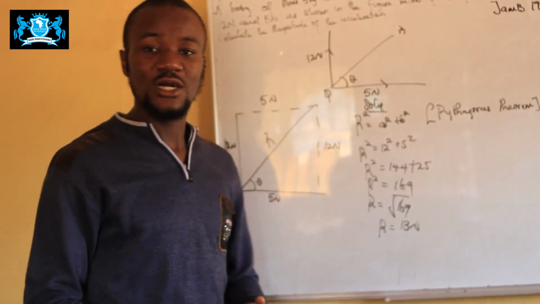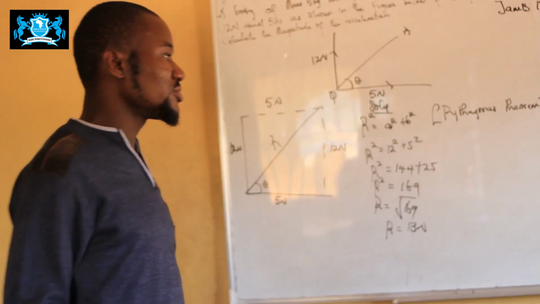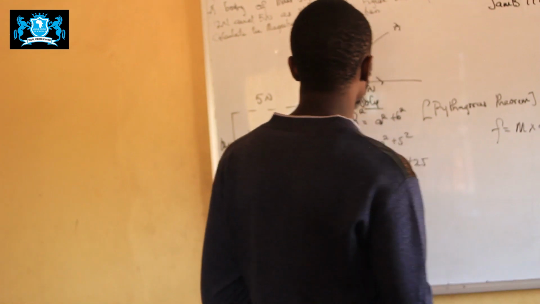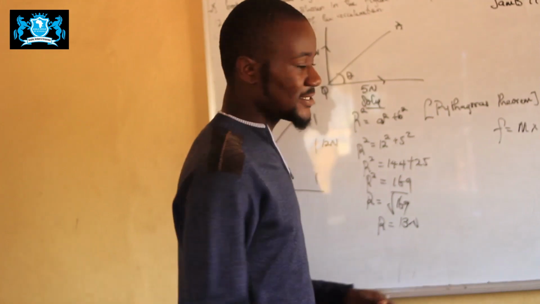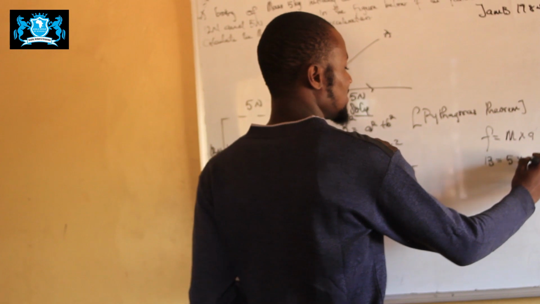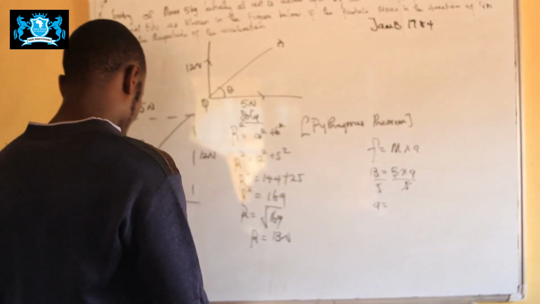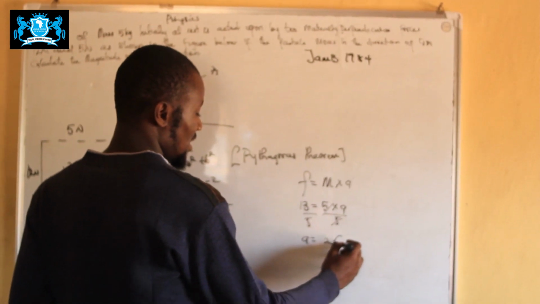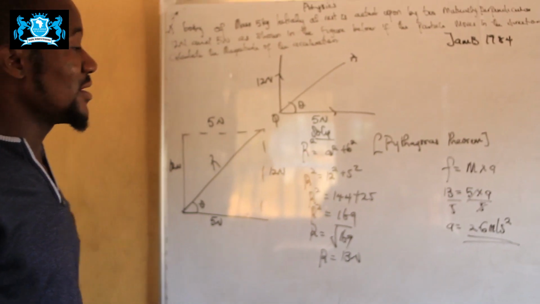Now, the question didn't ask you to calculate the resultant force. It asked you to calculate the magnitude of the acceleration. So you are using the formula that says that F is equal to mass times acceleration. Again, the mass of the object is 5 kg. We got the force as 13. So you have that your force is 13, your mass is 5 times A. So divide both sides by 5, and A is equal to 13 divided by 5. We have 2.6 meters per second squared, and that is the magnitude of the acceleration.